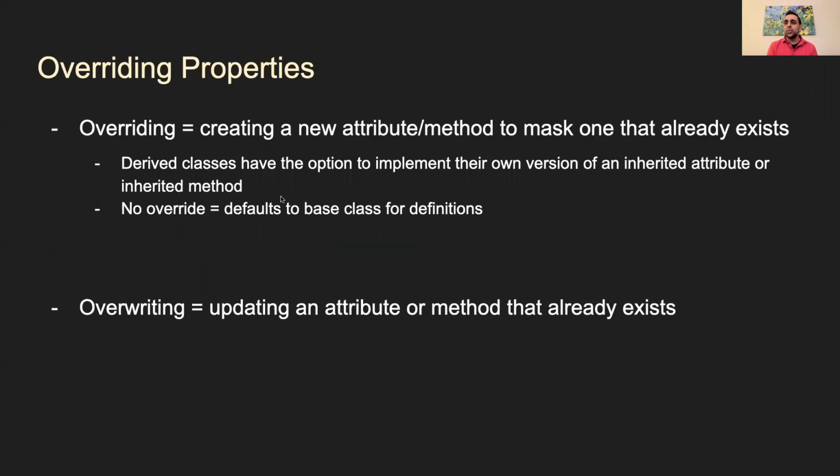All right, so let's talk about overriding properties. So overriding is the idea of creating a new attribute or method to kind of mask something that already exists, whether it be an attribute or method. So this is where derived classes have the option to implement their own version of an existing attribute or method, but they don't have to. If they don't override something that's inherited, then it just defaults to the base class implementation. Now this is a little different than overwriting, where you're actually updating and replacing an attribute or method that already exists. So again, both these definitions are similar, so I think it'd be better to look at a coding example to kind of distinguish between both.